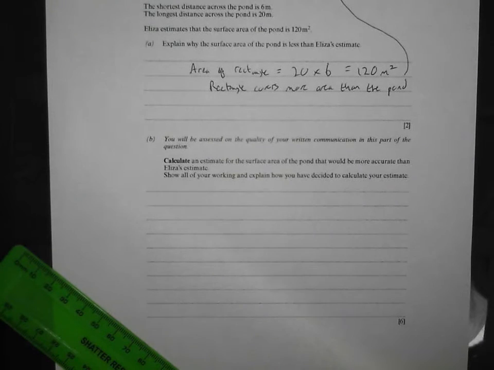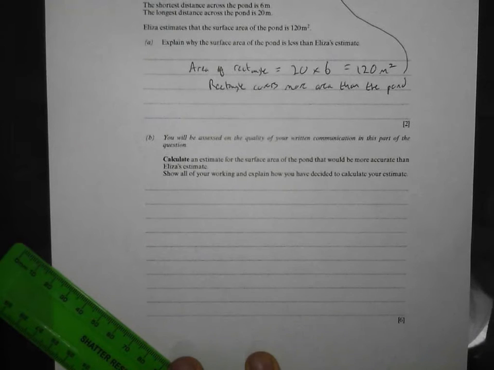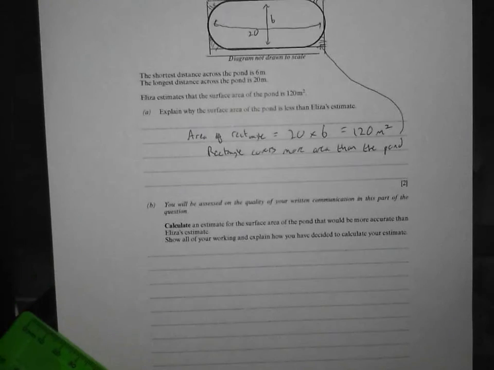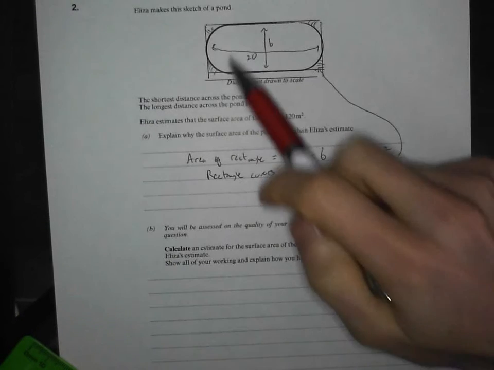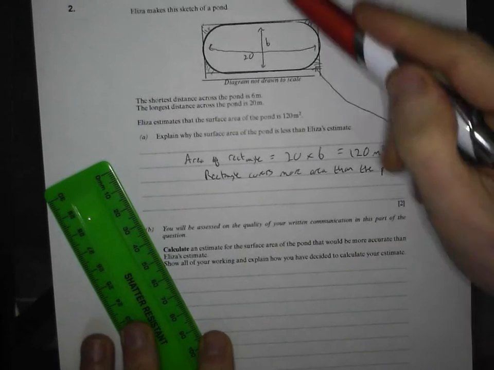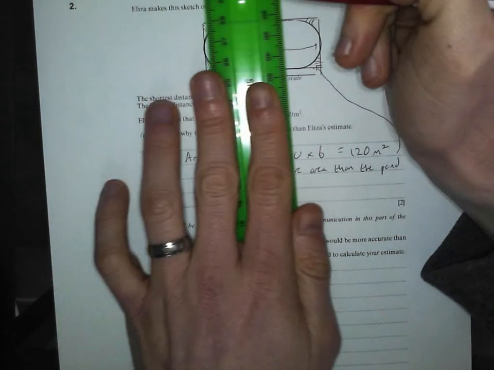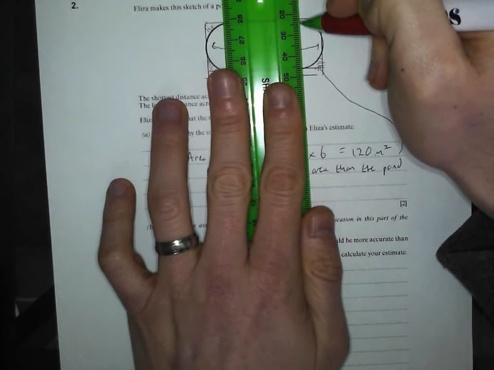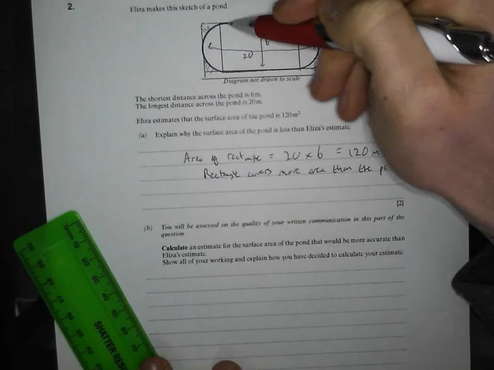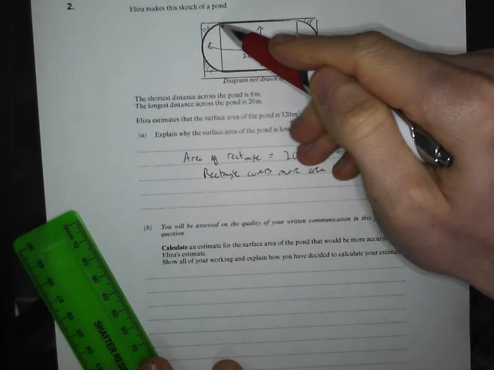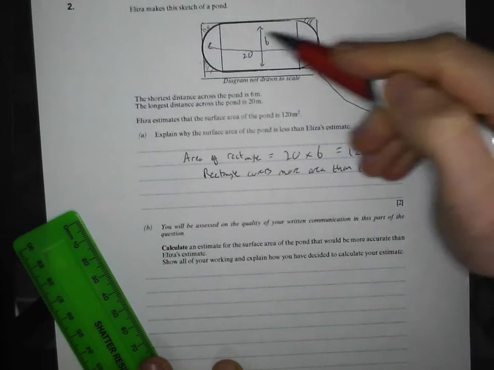Now let's move on to the big money bit of it. 6 marks. Calculate an estimate for the surface area that will be more accurate. Show all your work and explain how you've decided to calculate your estimate. Well, this is quite tricky, but we are going to get 6 marks for it, so fair enough. Right, let's go back to our original shape up here. What have we got? Well, if we divide it up like this, what you'll see is we've essentially got a rectangle there, and we can probably make a fair assumption that these are kind of like semicircles, each of these 2 bits on the end there.